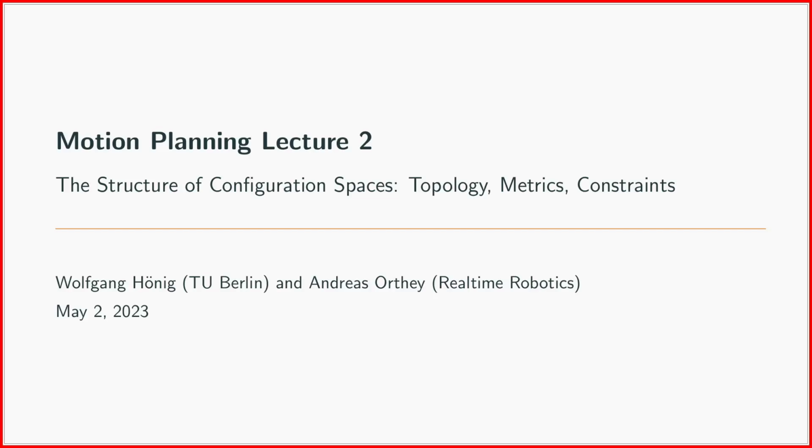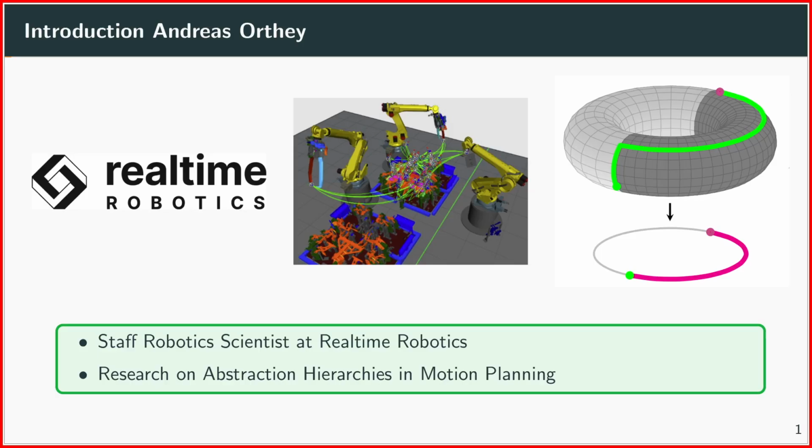But before I dive into this, I just wanted to introduce myself. So my name is Andreas Ortey. I'm officially a staff robotics scientist at Realtime Robotics. Realtime Robotics is a startup from Boston, and one of our missions is to create one of the most efficient motion planning frameworks out there, especially for industrial automation and also for cases with multiple robots.